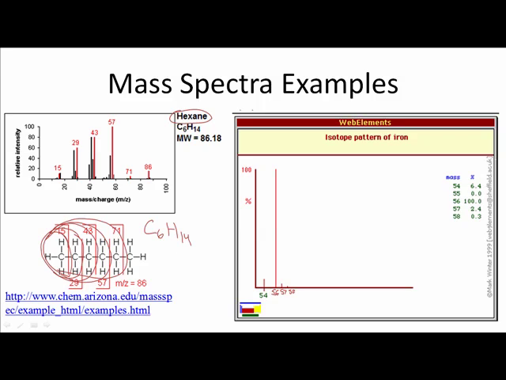Yes, why does it say 100%? This should not say 100%. That should not say 100%. That's an error. Yeah, Nick.